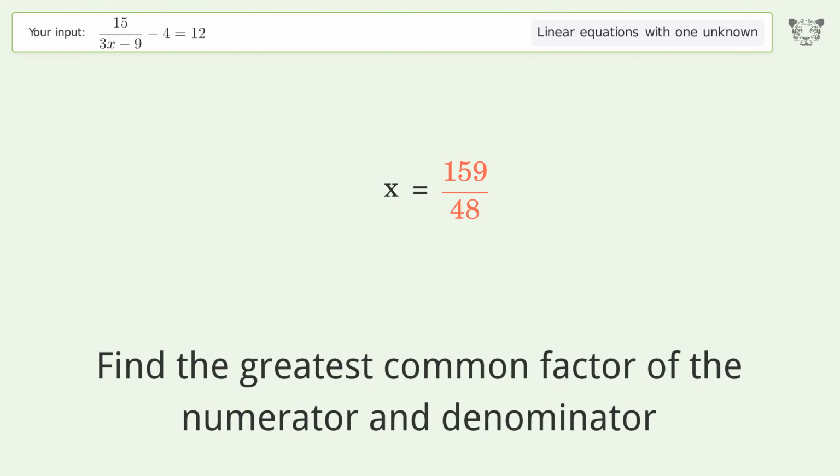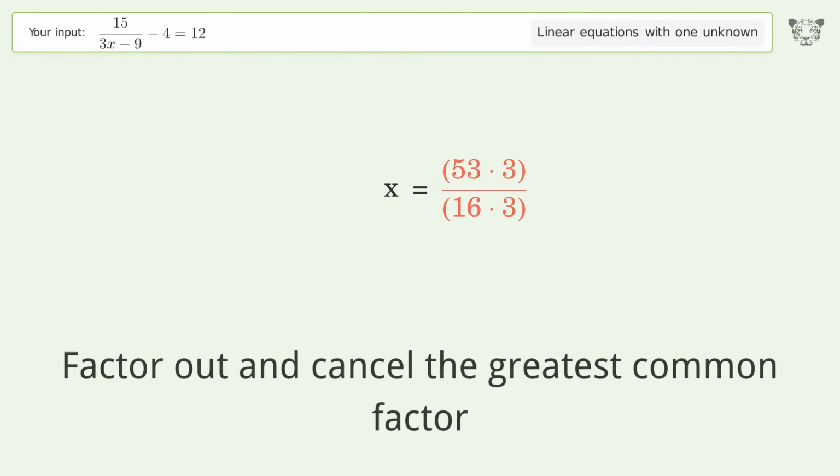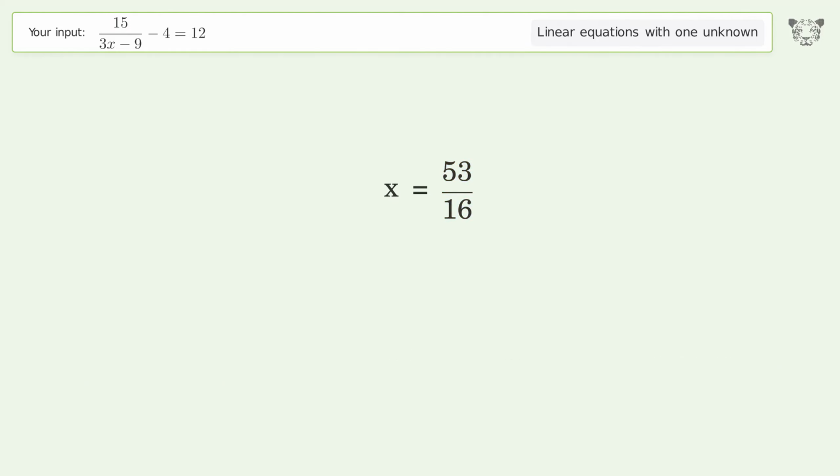Find the greatest common factor of the numerator and denominator. Factor out and cancel the greatest common factor. And so the final result is x equals 53/16.